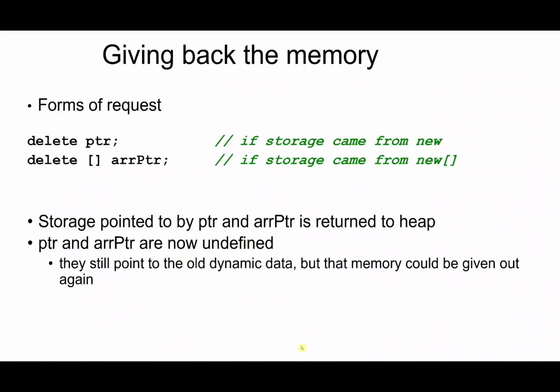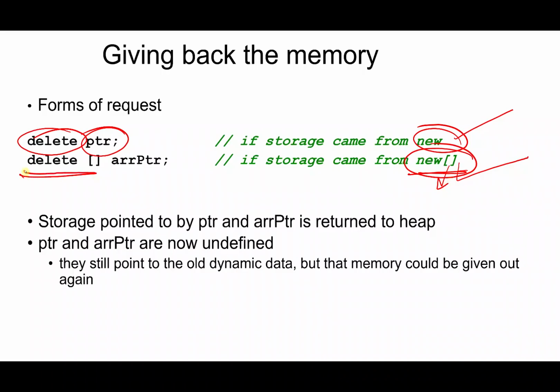Okay, so giving the memory back. We give the memory back if we have used new. This is asking for one location. This is asking for an array, multiple locations. If you asked for one location, you just use delete and you give it the PTR. If you used new with square brackets and some size in there, you use delete with square brackets. And when you delete, you do not specify the size. I'm going to show you an example of how to do that.